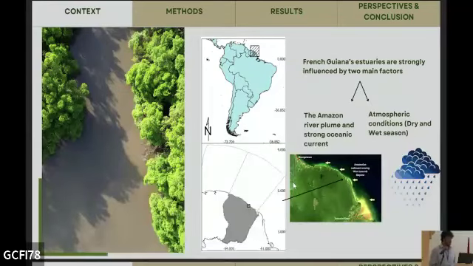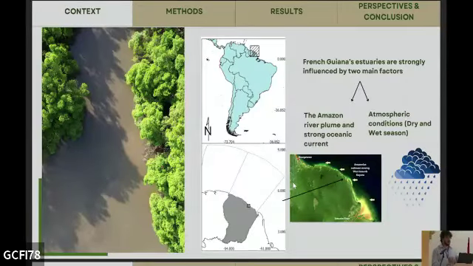A bit of context: French Guiana is a French colony in South America, and there are a lot of estuaries, and they are strongly influenced by two main factors. The Amazon River plume and strong oceanic currents that are carrying a lot of sediments in estuaries. As you can see in the picture on the left, water is really brown, light cannot go through more than 10 centimeters. So doing marine biology in French Guiana is a challenge because you cannot see anything in the water. So you have to be clever and find new methodology in order to work properly.